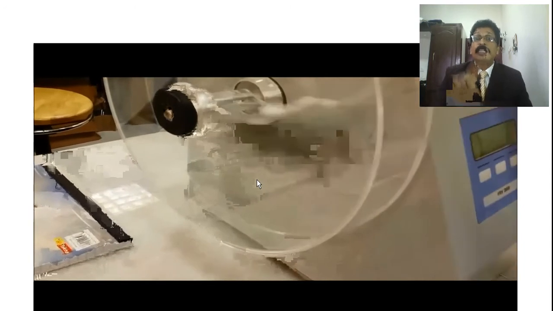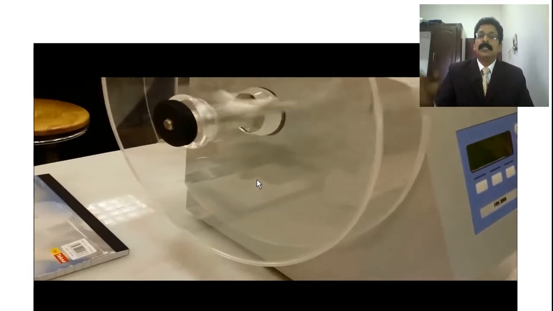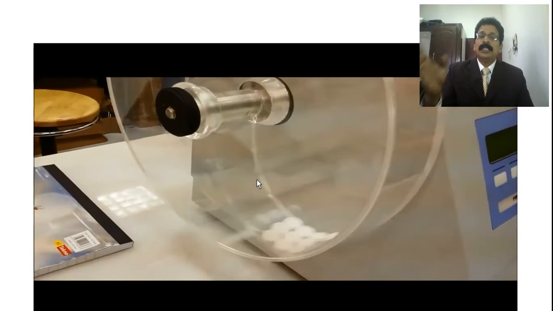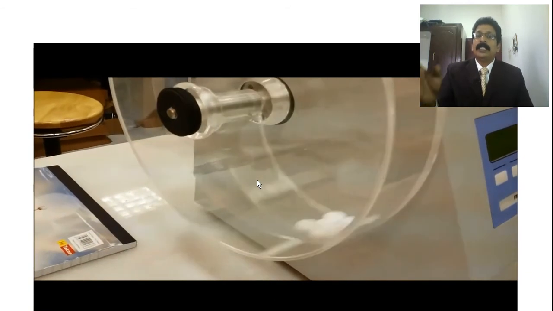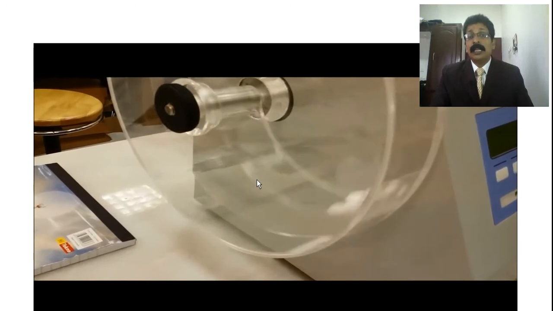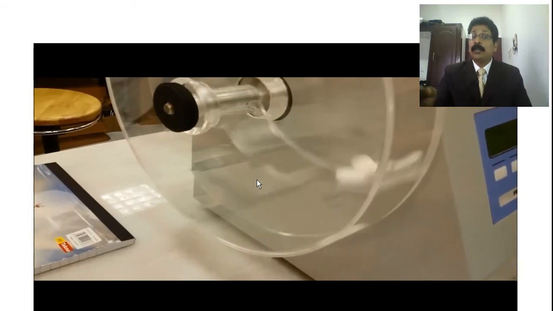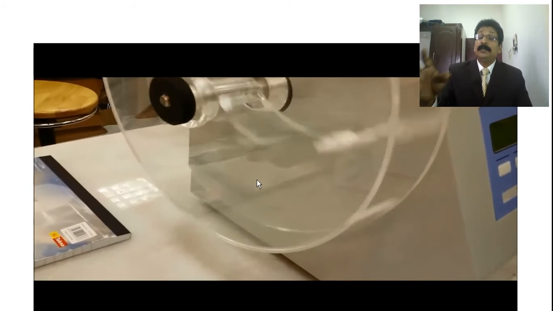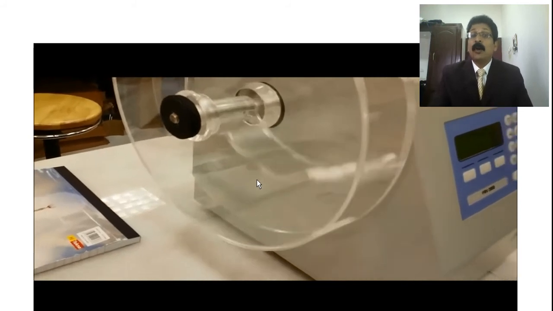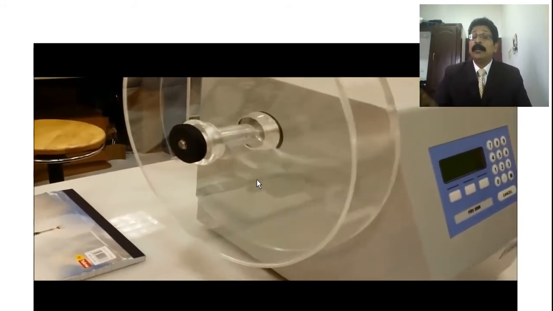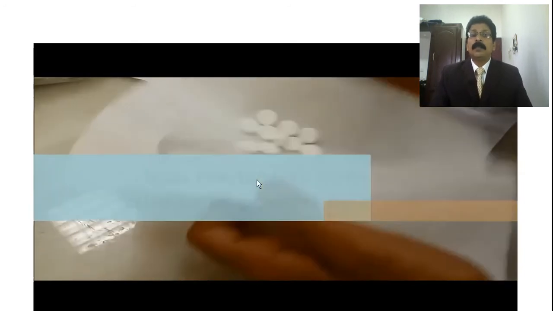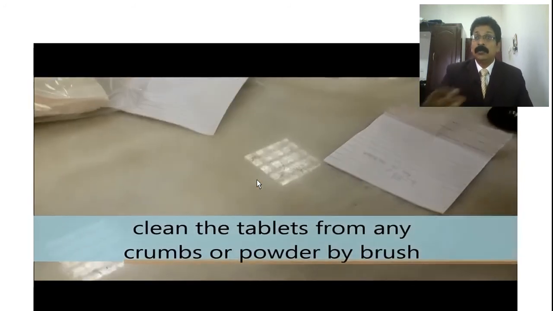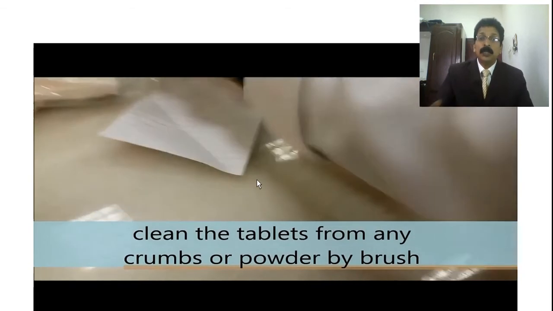This machine will rotate with the 10 pre-weighed tablets that we have added to the instrument, and it is just rotating. You can see in the video how the instrument rotates for the friability test. After 100 revolutions, it will stop automatically. We have fed in how many revolutions you need, how many minutes, and what the RPM is. Afterwards, you have to stop the machine and remove the tablets.